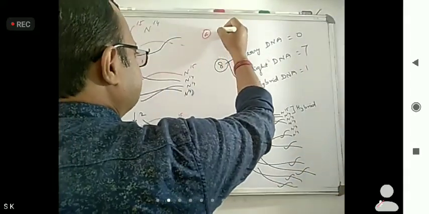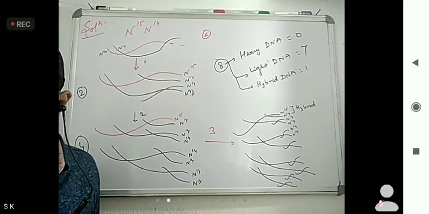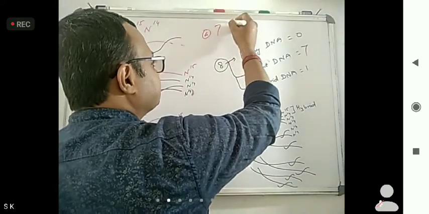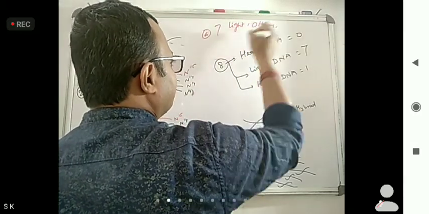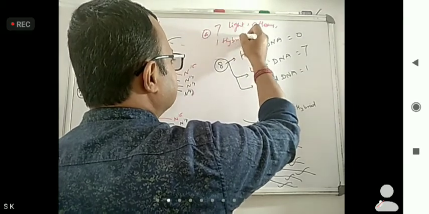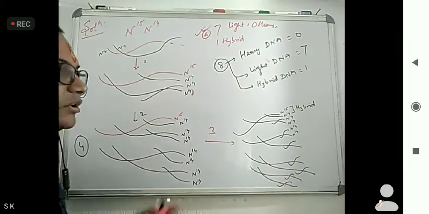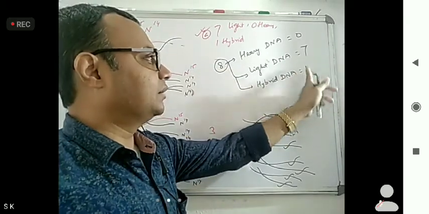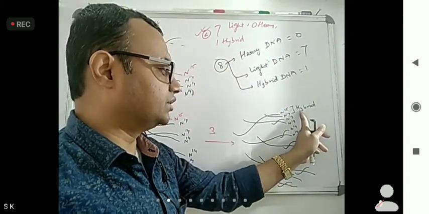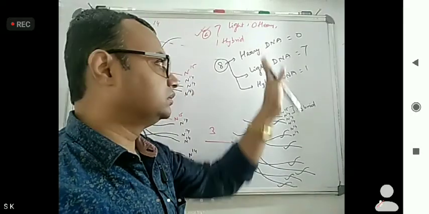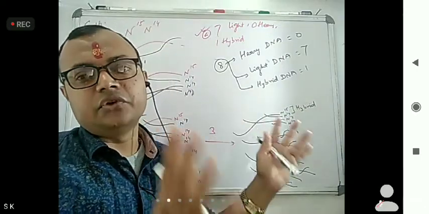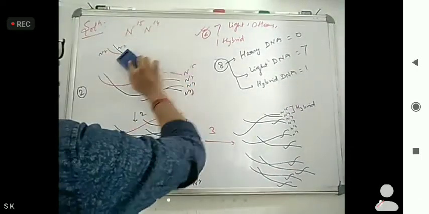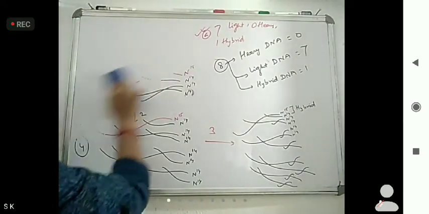Okay. Now, so what will be the answer? What were the options? Options were 7 light, 0 heavy, and 1 hybrid. So this is the correct one. So how much came? 7 light, 1 hybrid, and 0 heavy. Okay, this is hybrid, and all the remaining came as light. Heavy is already miscible, dissolved in the N14 medium. Okay, so this is a question that mostly came in medical exams.